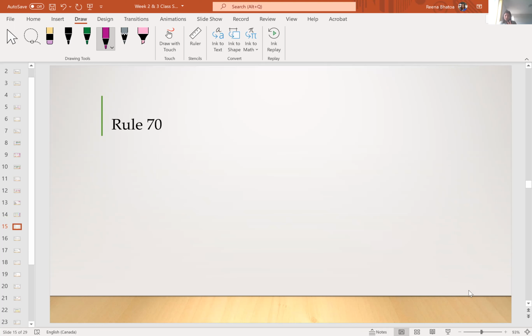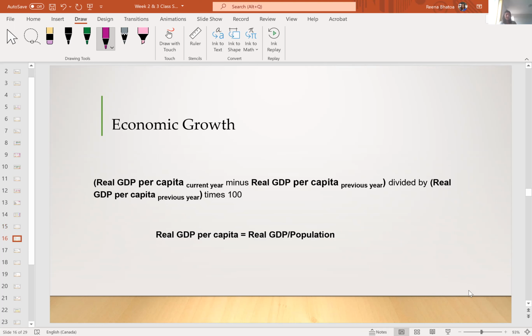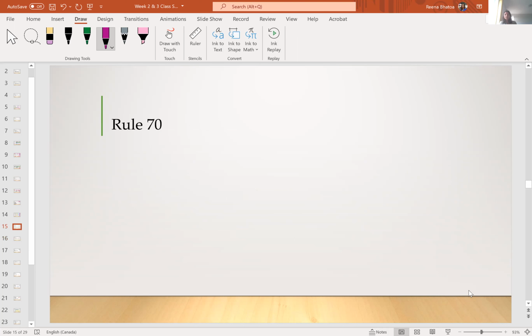2 more things to study. One is Rule 70, another is economic growth. These topics go side by side, so we're going to work on them all together. First, Rule 70, a very simple thing. This is like a formula made by mathematicians. It's to check how long it takes for something to double. I repeat, how long does it take for something to double?